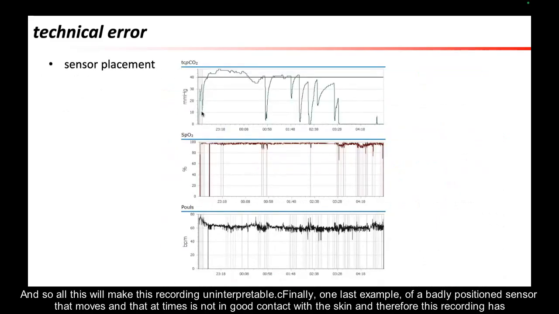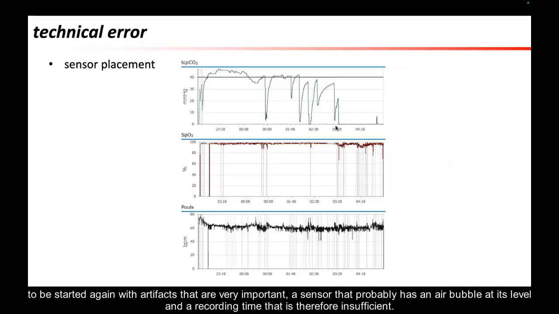Finally, one last example of a badly positioned sensor that moves, and that at times is not in good contact with the skin, and therefore this recording has to be started again with artifacts that are very important. A sensor that probably has an air bubble at its level and a recording time that is therefore insufficient.